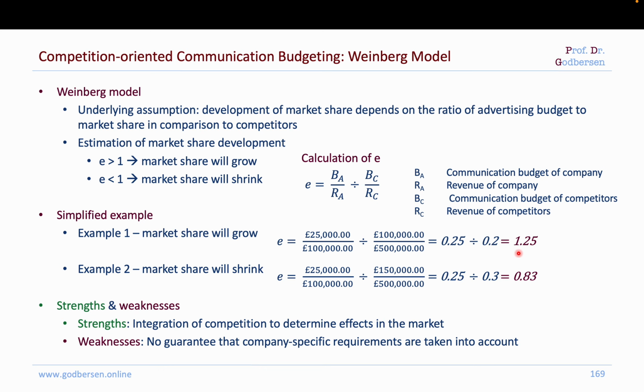0.25 divided by 0.2 is 1.25. A is larger than 1. We can assume our market share will grow.